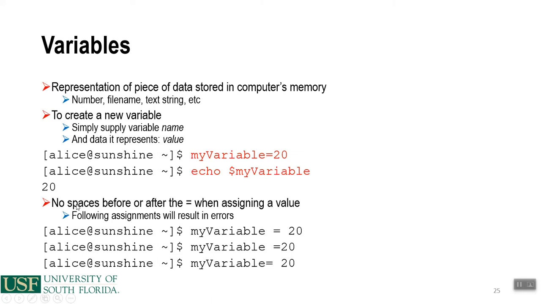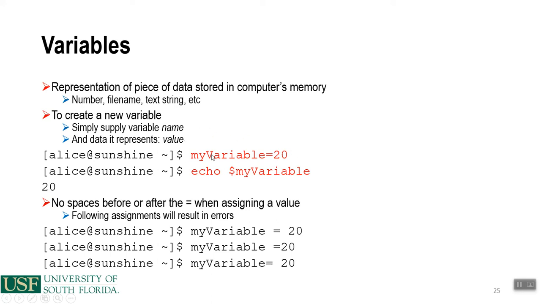And you don't want to have any spaces before or after the equal sign when assigning a value. So the following assignments will result in errors. So my variable space equal space 20 is not going to work. Neither is my variable space equal 20, or my variable equal space 20. It has to be typed as my variable equals 20.